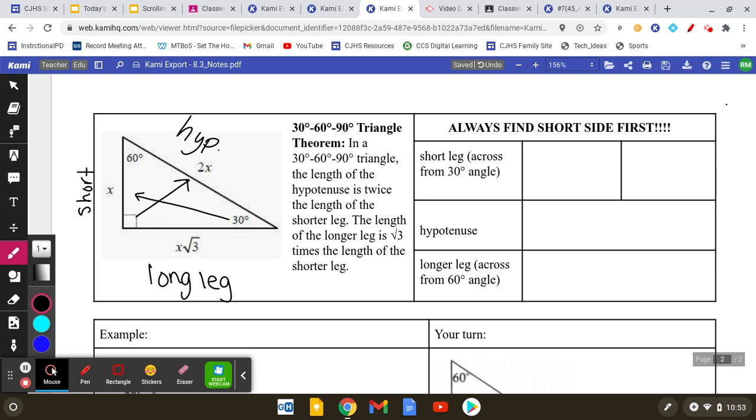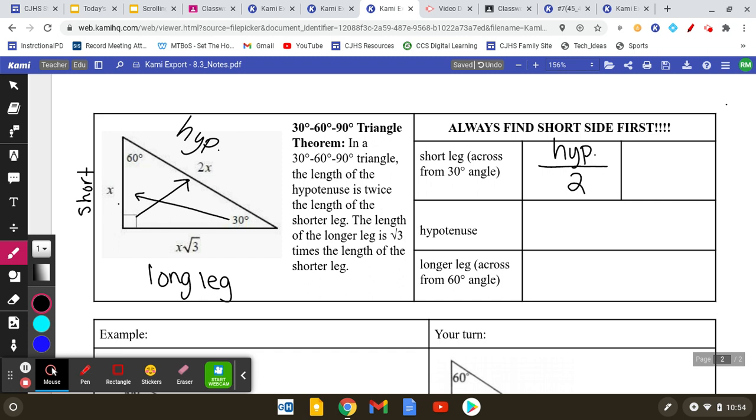No? Okay. So, if we need to find the short leg, and we are given the hypotenuse, how do we go from the hypotenuse to the short leg? How do we go from 2x to x? Divide by 2. Good. So this would be the hypotenuse divided by 2. So if you're given the hypotenuse, remember we need to find the short leg first, then you would divide by 2 and you could get the short leg.